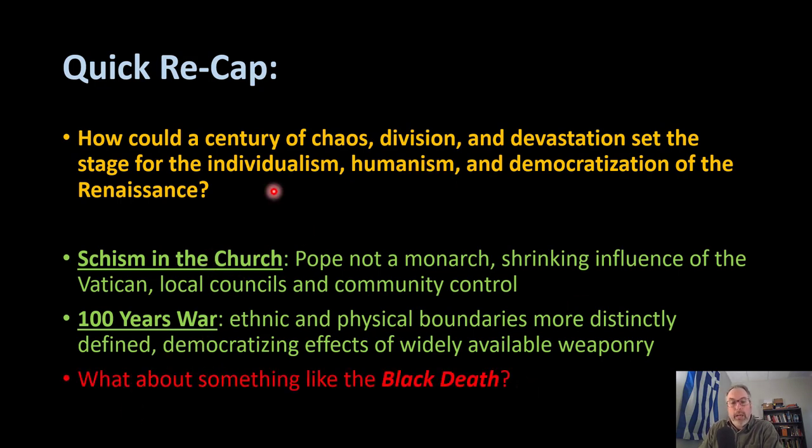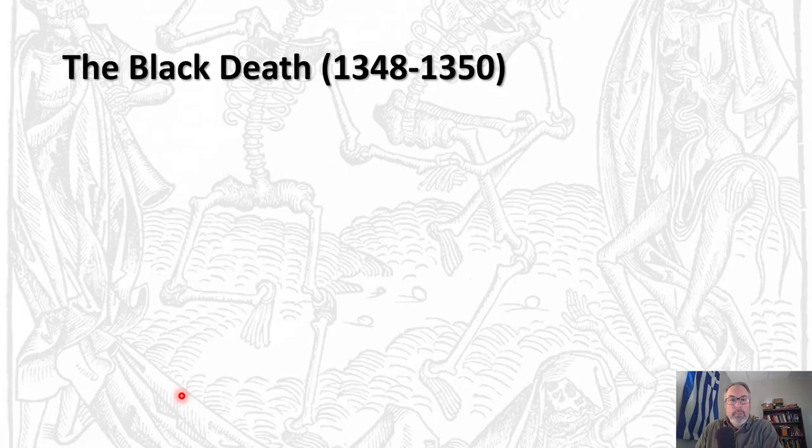But now, add to that, what about something like the Black Death, which I haven't mentioned yet, and this is what we'll end with in this lecture. So the Black Death, over a 2-3 year period, absolutely devastates. This is right in the middle of that, right near the beginning of that 100 Years' War.